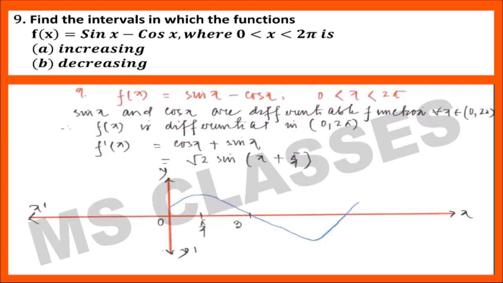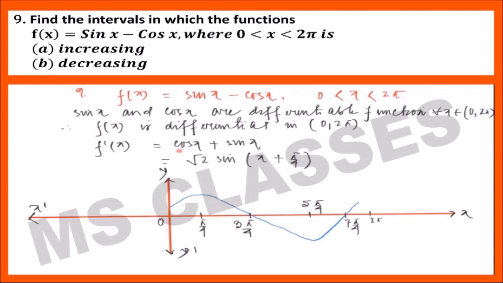So here this will be pi by 4. This will be 3 pi by 4. This point is generally 3 pi by 2, but pi by 4 has been shifted to the left, so that is 5 pi by 4. This point, which is generally 2 pi, pi by 4 has been shifted left, so this is 7 pi by 4.